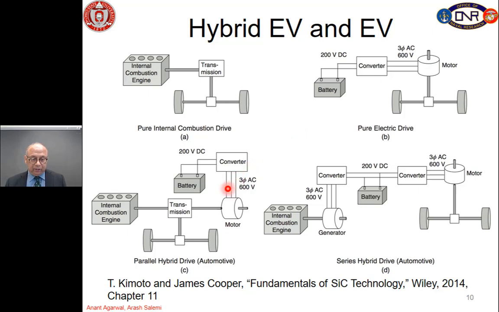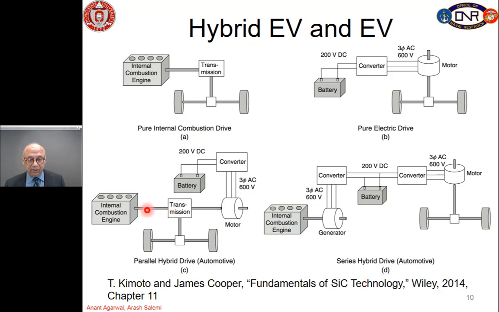Bottom left is a hybrid drive, and it's also a parallel hybrid drive. So, here what is happening is that we have energy storage in the form of battery, which gets converted by a power electronics converter into three-phase AC to supply power to the motor, but at the same time we have in parallel an internal combustion engine which is driving the transmission and the motor. So, the motor has two power sources, one from the IC engine and one from the battery, and this is called parallel hybrid drive.